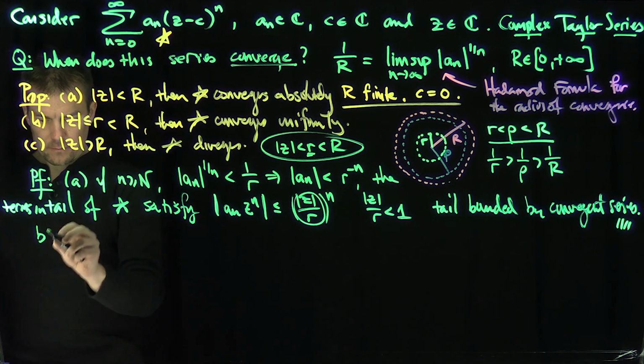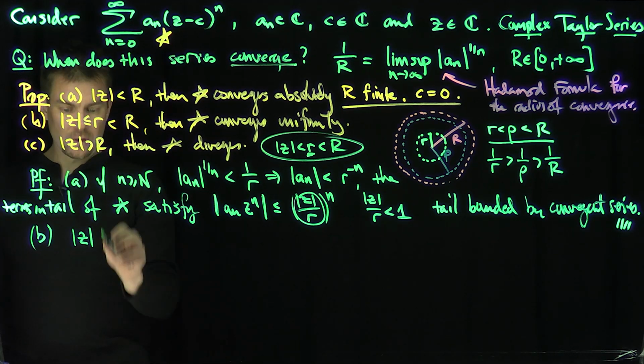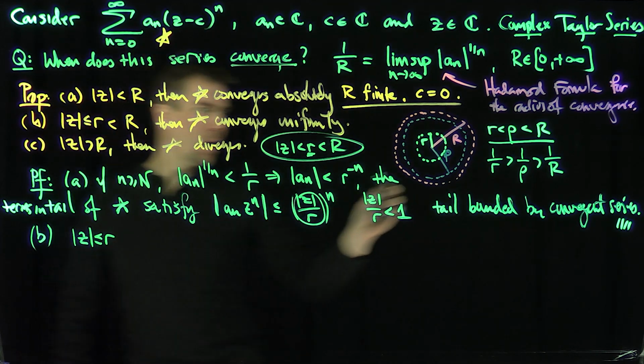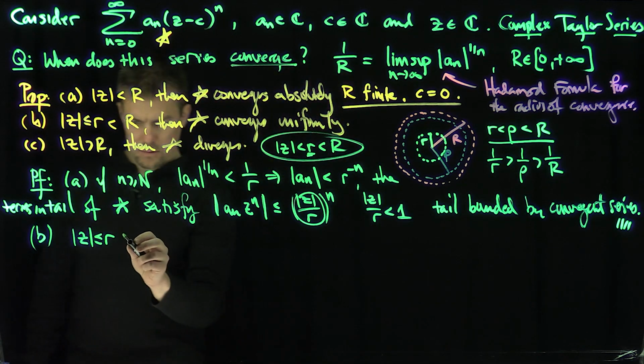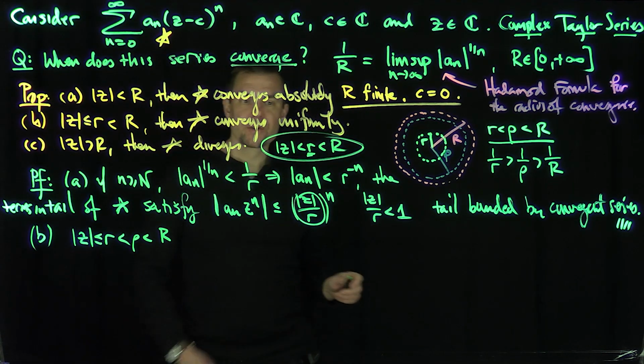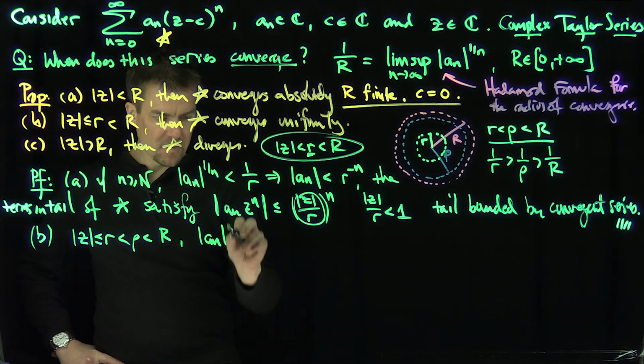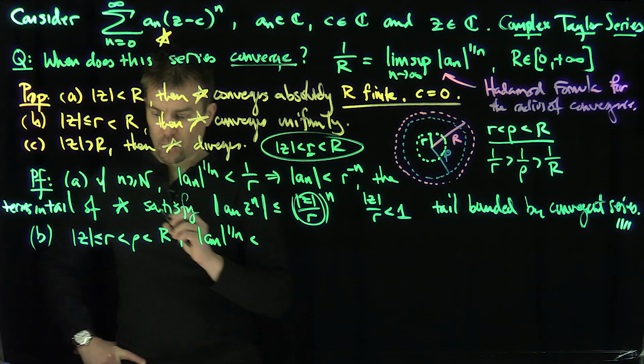And so now for B, what we're going to do is the following. We're going to assume now that modulus of z is less than or equal to little r. And now little r is actually less than rho, and rho is less than r capital over here, right? So now we can run the same arguments. So then modulus an to the 1 over n is less than 1 over r.